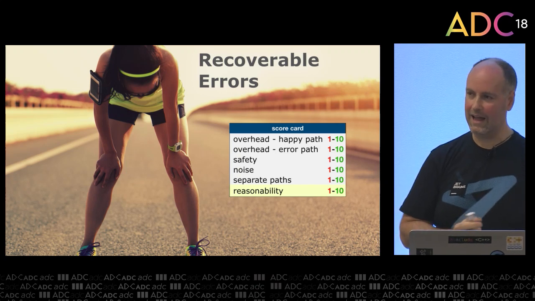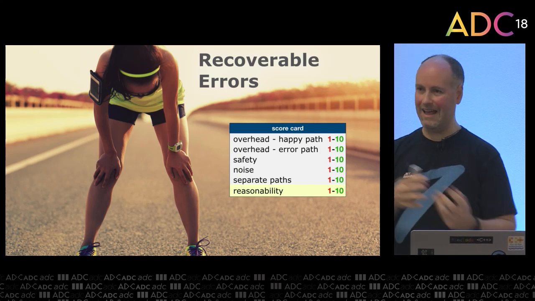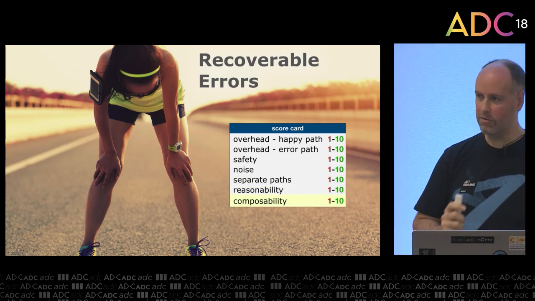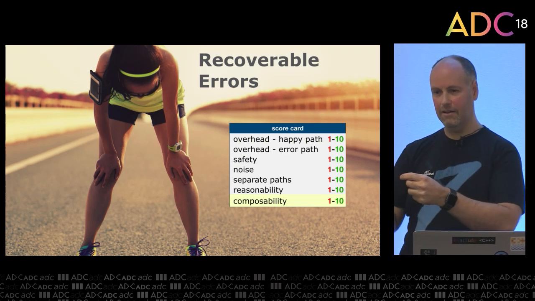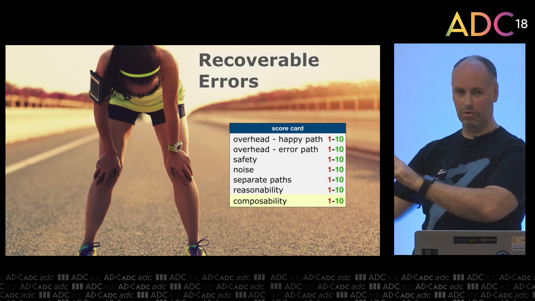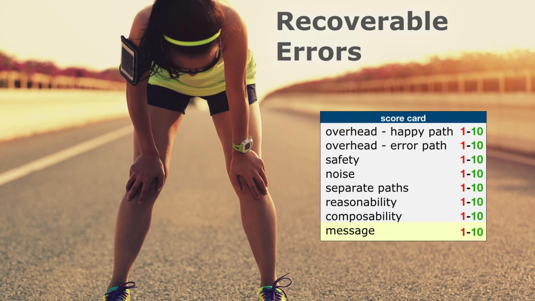Reasonability. Again, it's literally the ability to reason about what errors may occur, where, and how to handle them. And then composability is really two things. It's how much the error handling interferes with the ability to compose your functions and objects as they would have been without error handling, but also how composable the error handling itself is. So I'll just put one score for this, but we'll talk about that more as we go through. And the final one is message. So how much extra information about what error occurred we can convey along with the error indicator itself. So hopefully this will become a bit clearer as we go through.